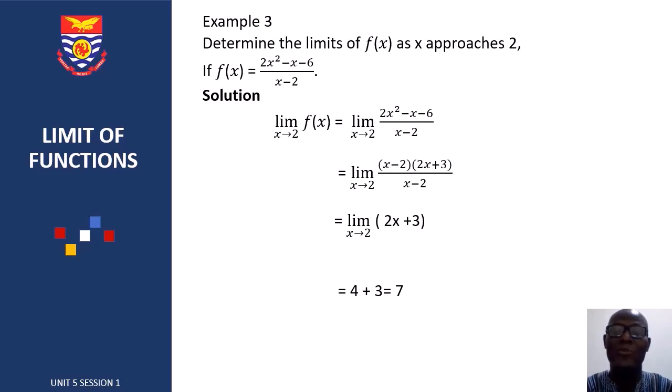Now the x minus 2 in the numerator cancels x minus 2 in the denominator, giving the limit as x is approaching 2 of 2x plus 3. Now this 2x plus 3 is a polynomial function, so we can do the substitution by putting x equal to 2 in place of x, which gives 2 times 2, 4, plus 3, and it gives 7.